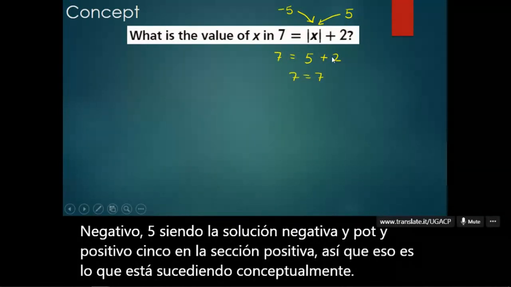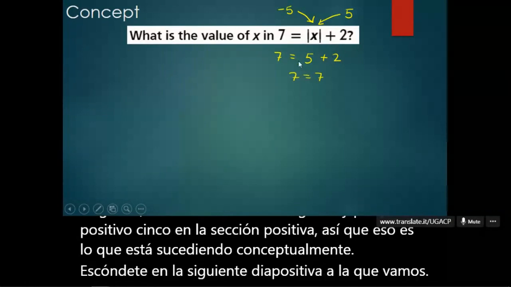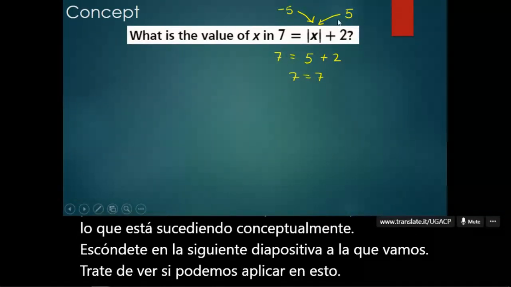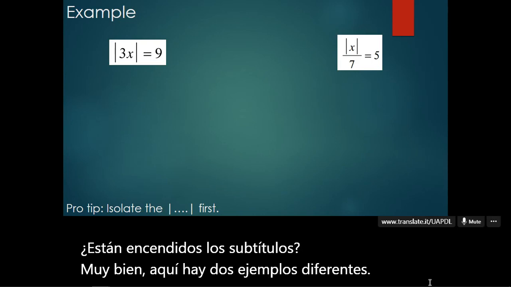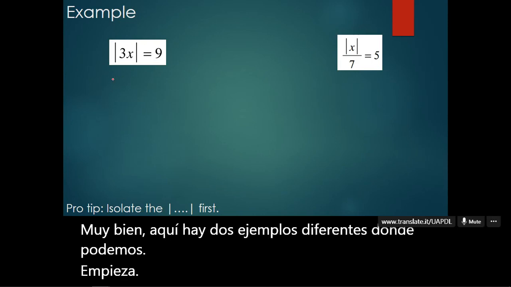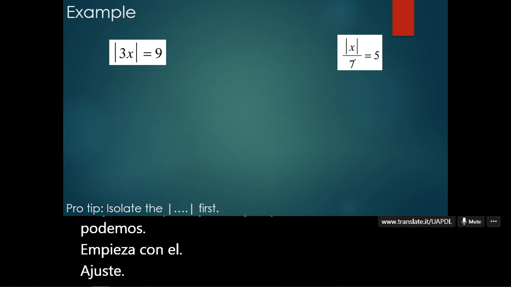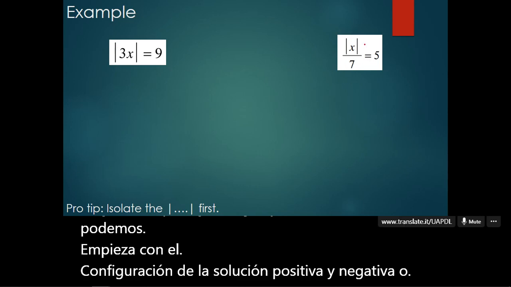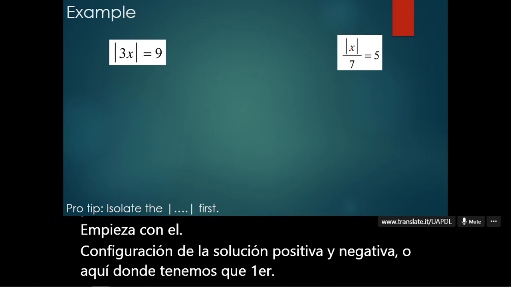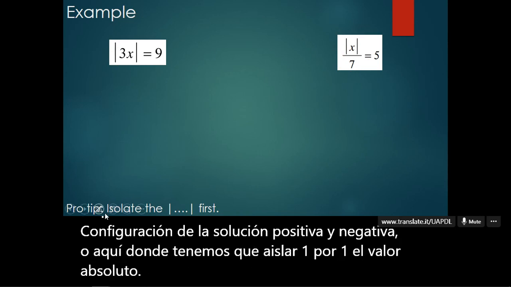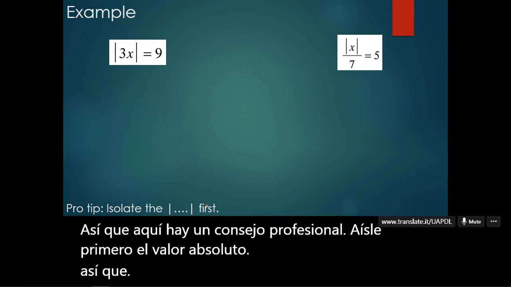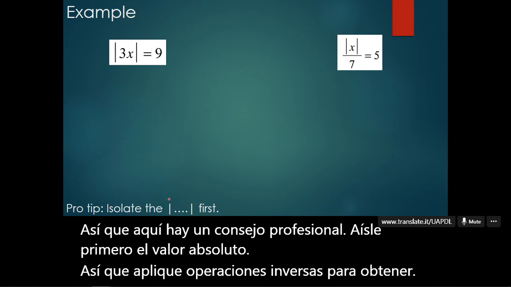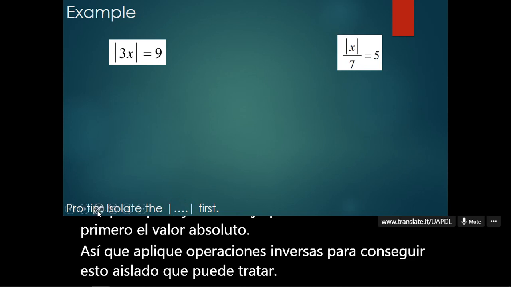All right, in the next slide, we're going to try to see if we can apply inverse operations using this concept of positive and negative solutions. Here are two different examples where we can start off by setting up the positive and the negative solution, or where we have to first isolate the absolute value. So here's a pro tip: isolate the absolute value first. Apply inverse operations to get this isolated. You can treat this as a variable.